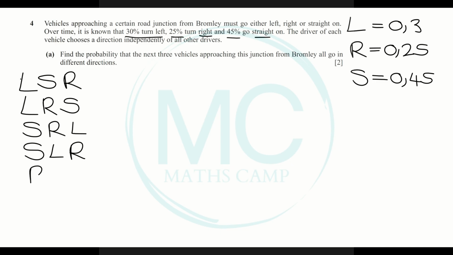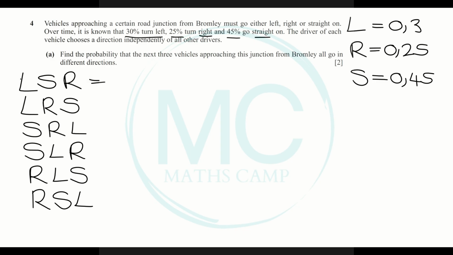What if the first vehicle goes right, the second one goes left, and the third one goes straight? Or the first one goes right, the second one goes straight, and the third one goes left? There are 6 possible combinations we need to look at. So let's look at the first one. The first vehicle goes left.